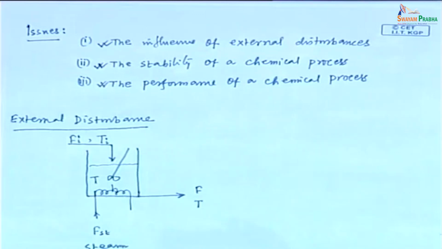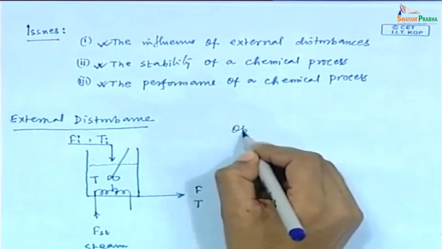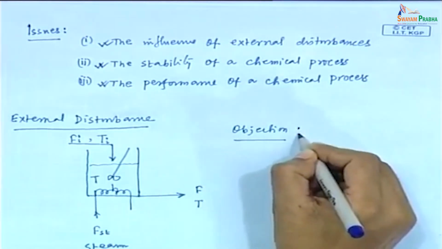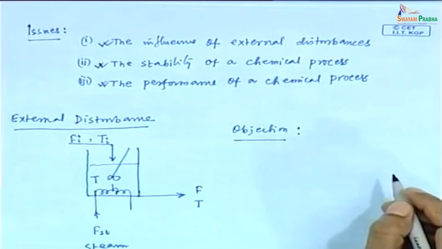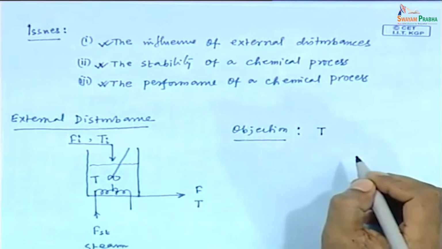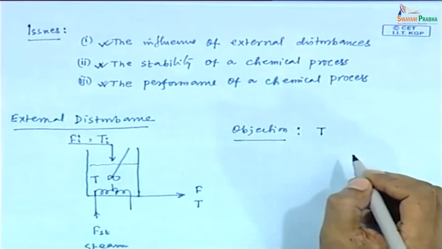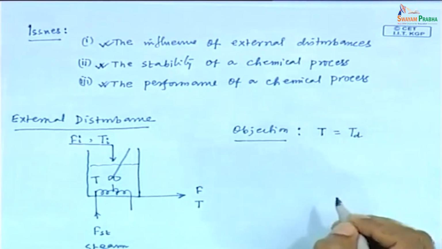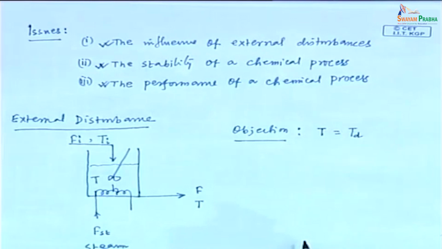Now what is the objective of this process? That we need to mention first. First objective is to maintain the liquid temperature T at its desired value. That desired value is, suppose, T suffix D. This is the first objective. The temperature of the liquid should be maintained at its desired temperature, that is Td.